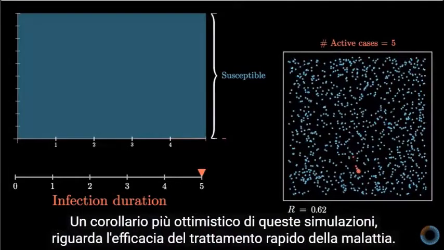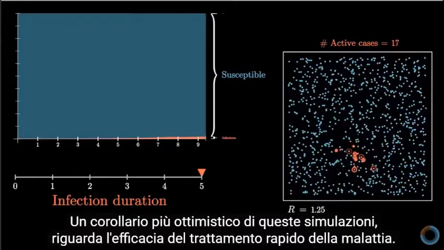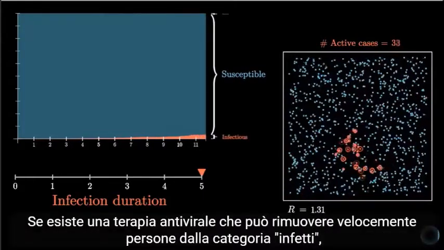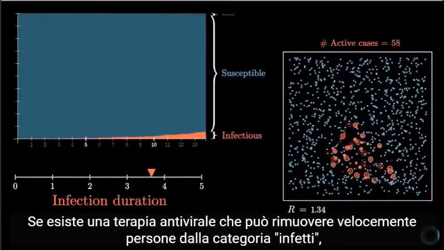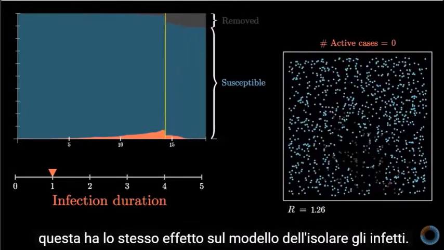A more optimistic corollary of these quarantine simulations is how useful early treatment can be. If there exists an antiviral therapeutic that can move people out of this infectious category quickly, it has the same effect on the model as isolating those cases.